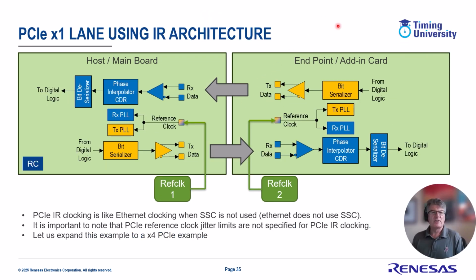So using the IR architecture, we would have a reference clock 1 driving the host board and a reference clock 2 driving the endpoint. And this fulfills the definition of independent reference clock, even though it will be driving the TX and RX PLLs over here. The definition is the clocking across this link, not within the device, as I mentioned earlier. So the other thing about IR architecture that's important to note is that reference clock jitter limits are not specified for IR clocking. So let's look at a by 4 example to gain a little more insight.